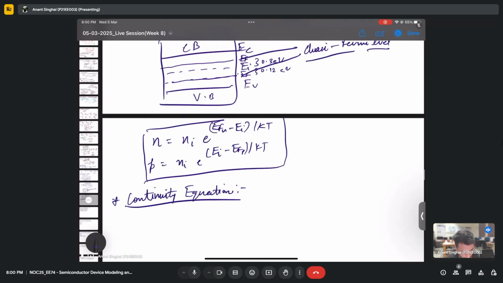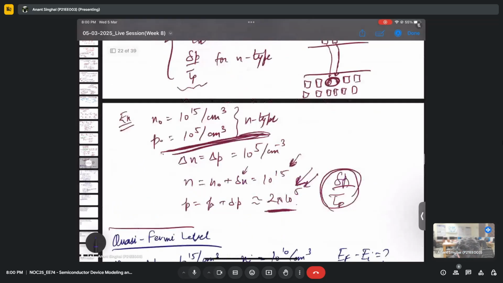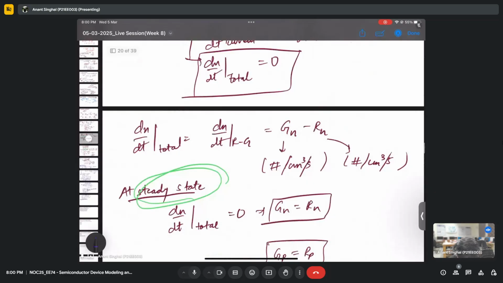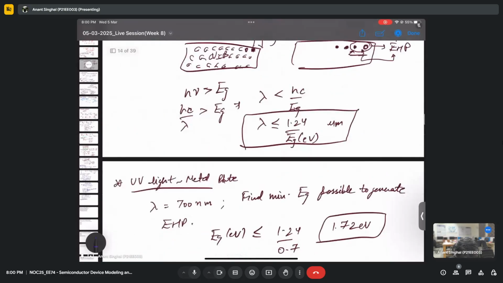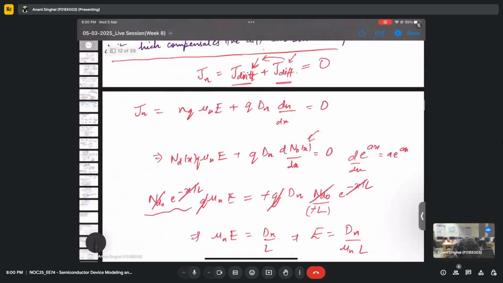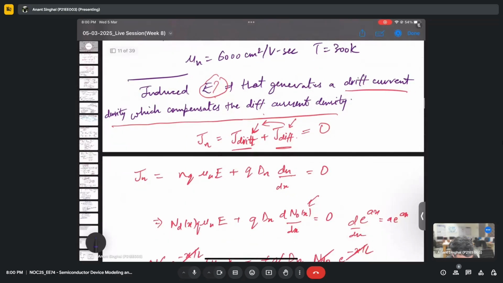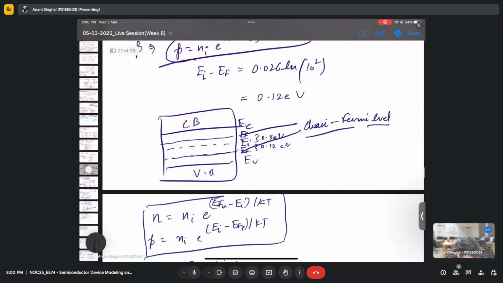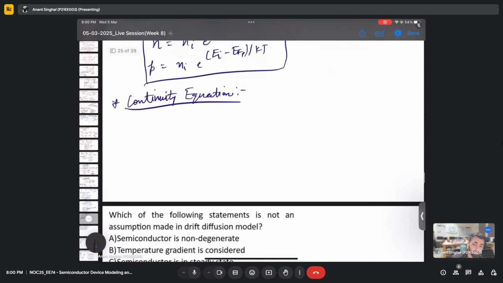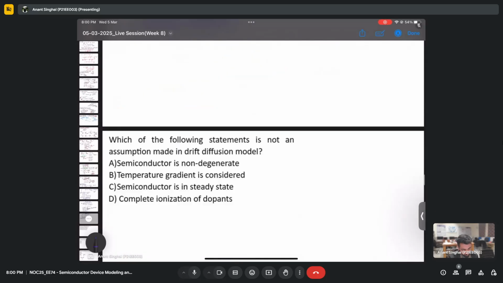Is there any doubt in the things that I've explained till now? The quasi Fermi, the low level injection, the steady state, and the recombination generation. And initially I explained the diffusion and the drift part. Any doubts in these things? So that is fine.